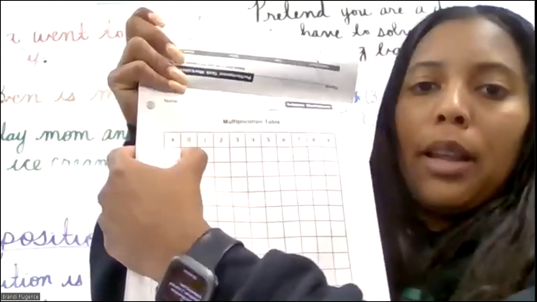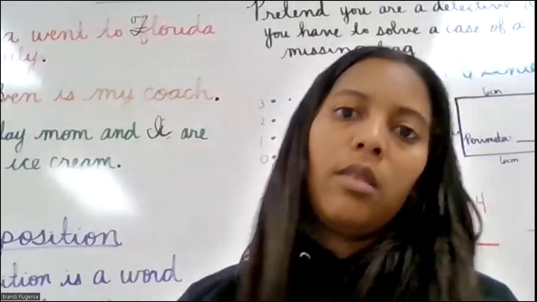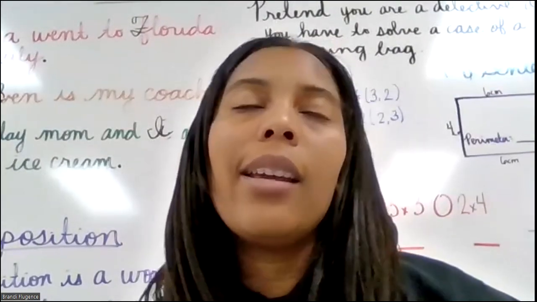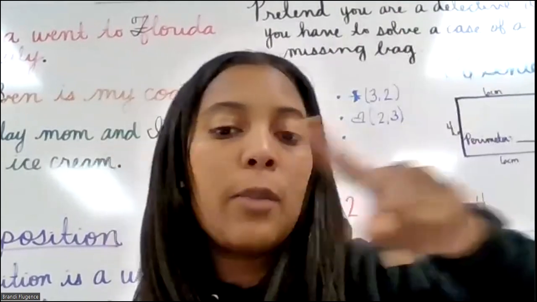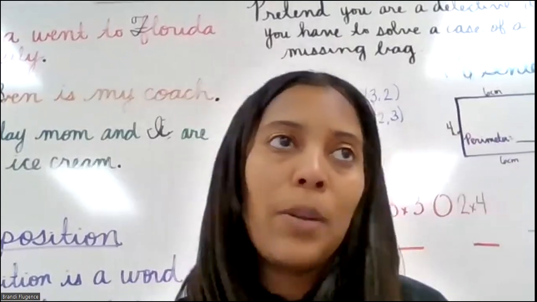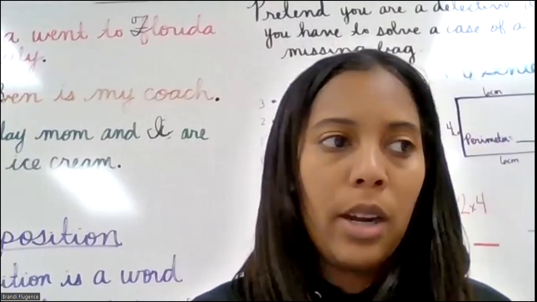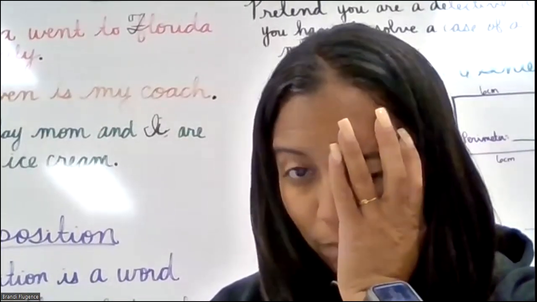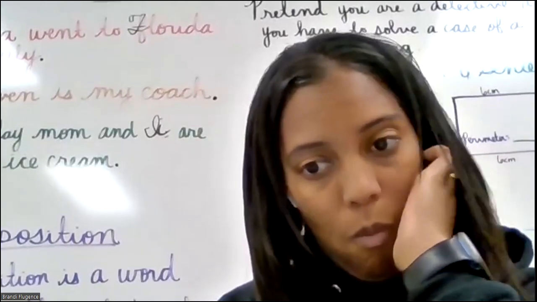So put 0 in that first box. The first row should be easy, because anything times 0 is what? So all the way across, put 0, because anything multiplied times 0 is 0. So put 0 all the way across for the first box.